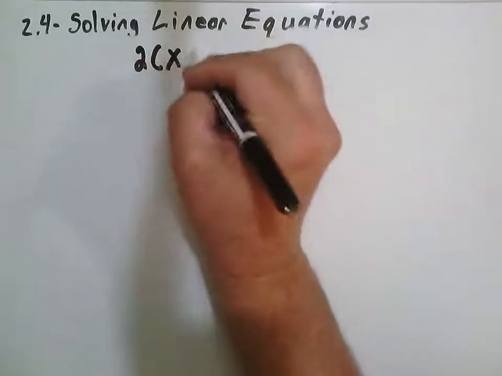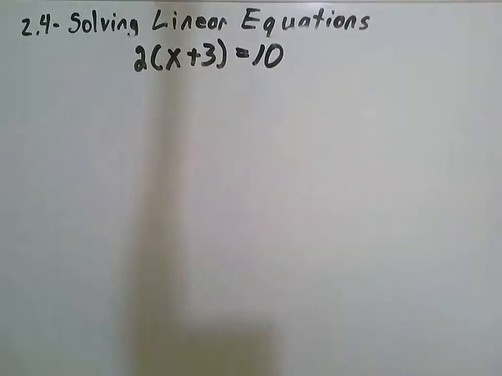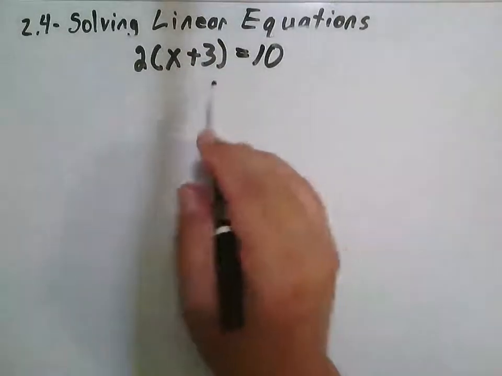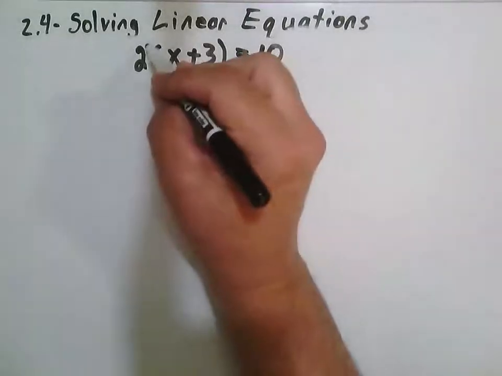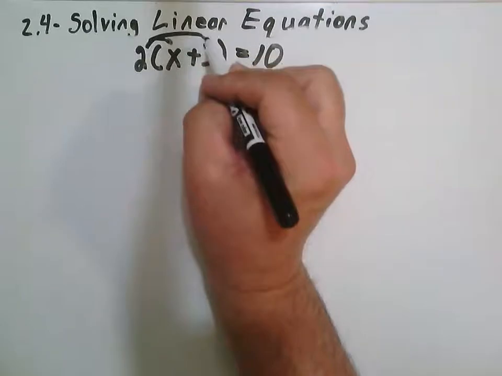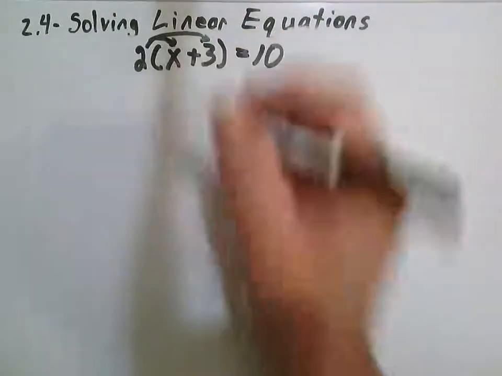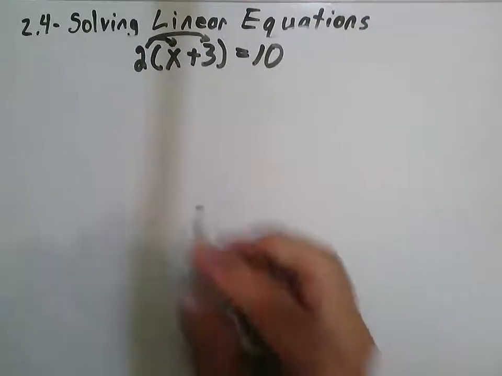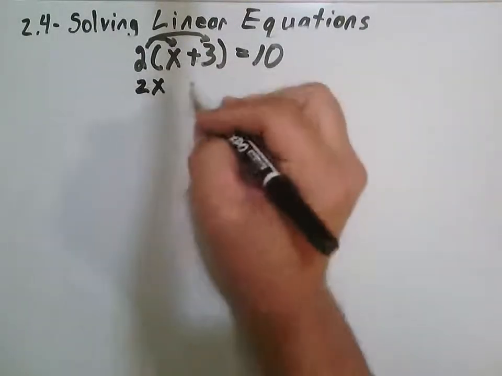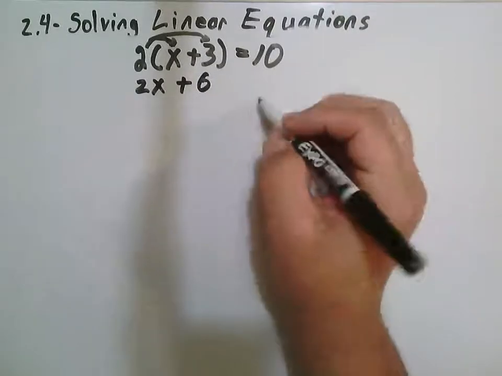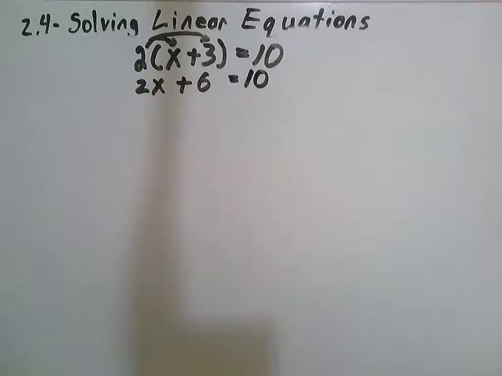It's 2 times (x plus 3) is equal to 10. Now, because x is in the parentheses and we're not evaluating, we don't know what x is; we're trying to solve for that. Remember, when we do the distributive property, everything outside the parentheses times everything inside the parentheses. So this is going to be 2 times x, which is 2x. This is 2 times 3, which is 6. And then equals 10 just comes down. So that's what I mean by the distributive property.